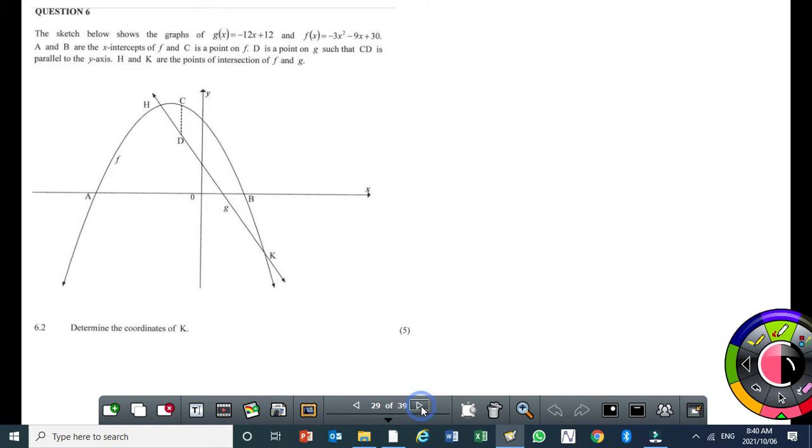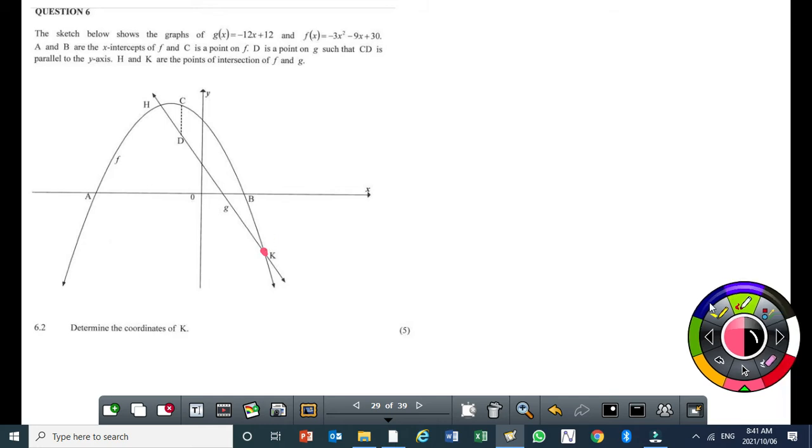Know your basics. So we have found the x coordinates of A and B. Now we can carry on. Determine the coordinates of K. Now K is a point of intersection of the two functions. By now you should know this. It should be in your blood. If two functions intersect, you equate them. So you should not get scared because they ask you to determine the coordinates of K. You should be smiling.